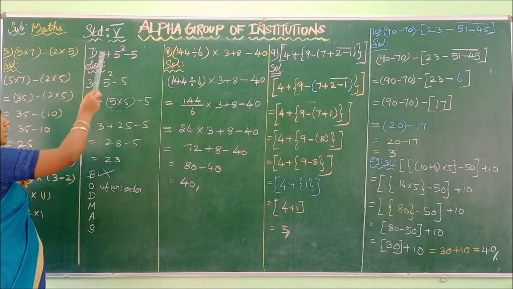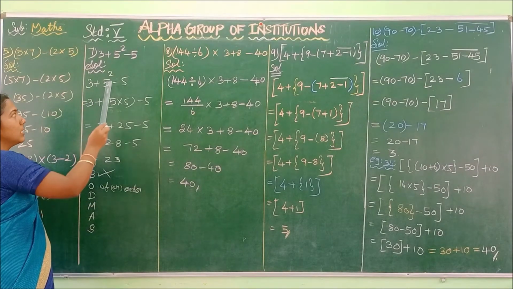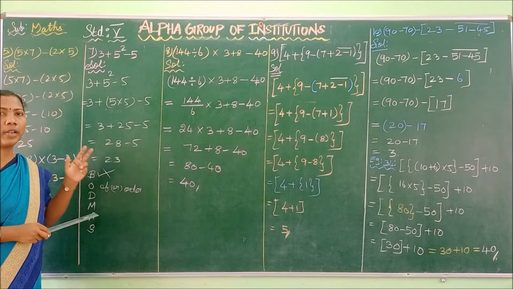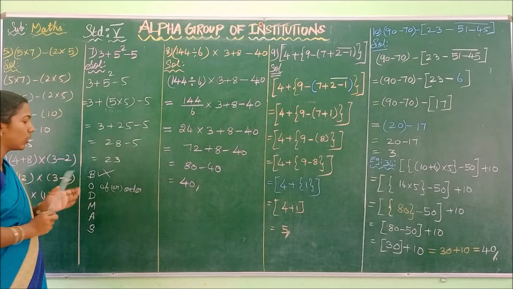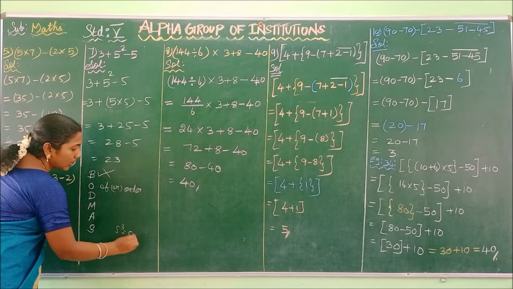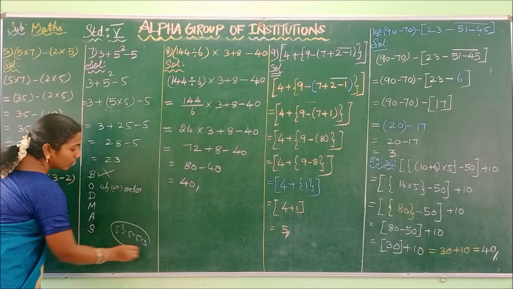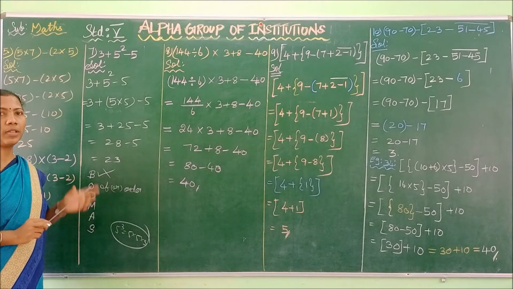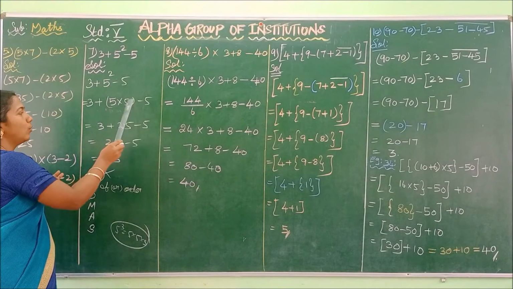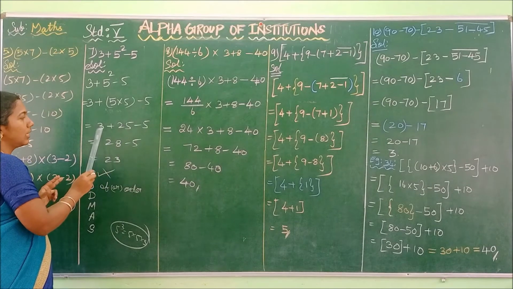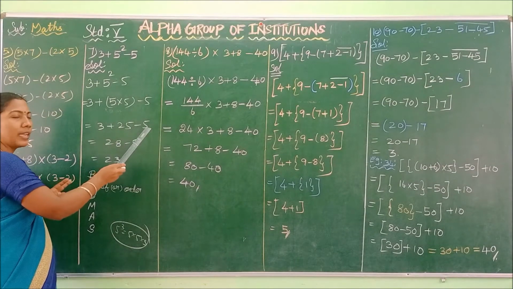So once again write the question. 3 plus, how can you evaluate 5 power 2? 5 power 2 means you have to multiply the 5 two times. Suppose 5 power 3 means you have to multiply the 5 three times. Thus we have 5 power 2, that is 5 square. You have to multiply the 5 two times. 5 into 5, 25 minus 5. See here, 3 plus 25 minus 5.